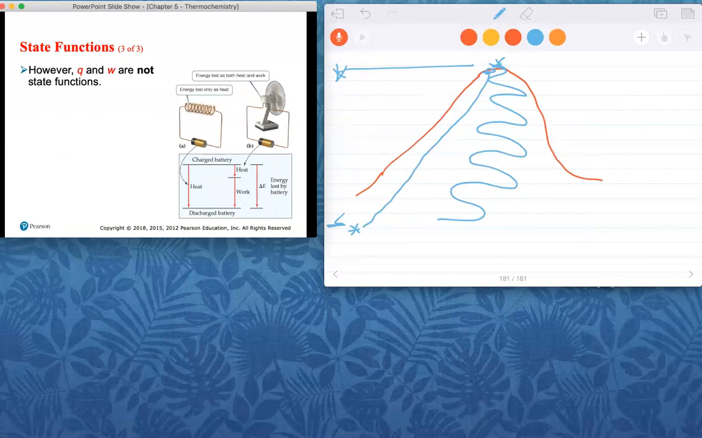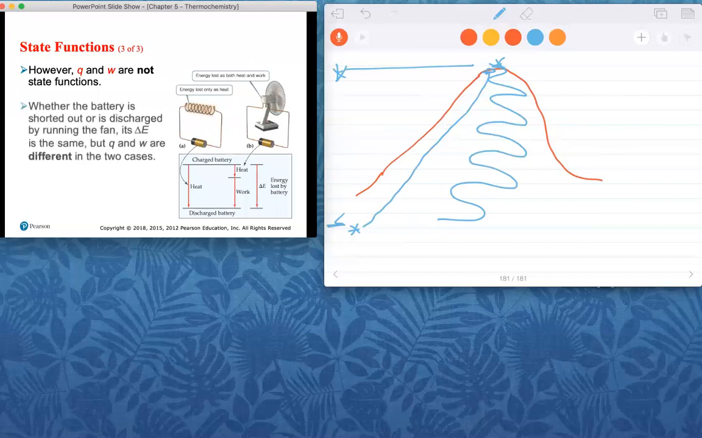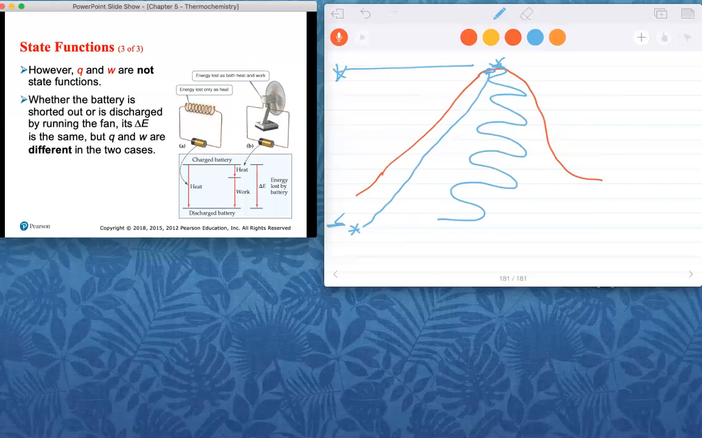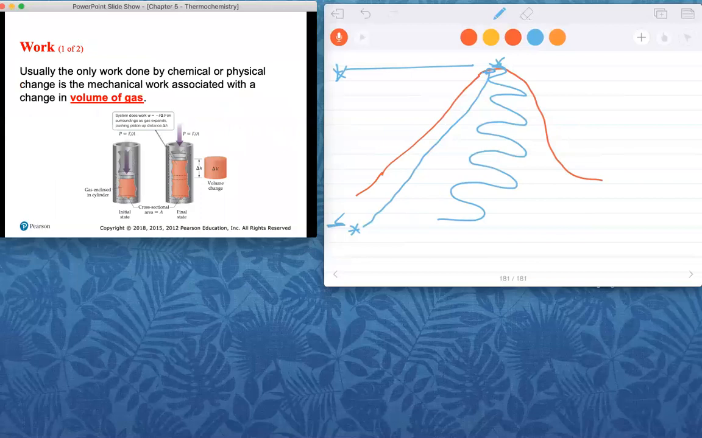However, Q, which is the heat, and W, which is the work, used to determine the change in the internal energy, are not state functions. They are not state functions. They are calculated differently. So, the internal energy is a state function.